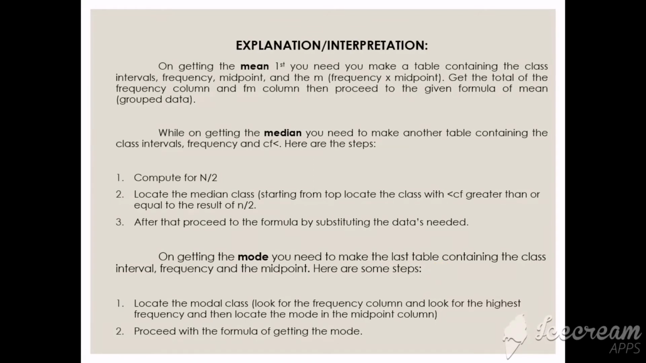So, on getting the mean, first you need to make a table containing the class intervals, frequency, midpoint, and the f of m or frequency times the midpoint. Get the total of the frequency column and the f of m column, then proceed to the given formula of the mean. While getting the median, you need to make another table containing the class intervals, frequency, and the greater than cumulative frequency. So, here are the following steps on computing the median. Next one is on getting the mode, you need to make a last table containing the class interval, frequency, and the midpoint. So, here are some steps on getting the mode.